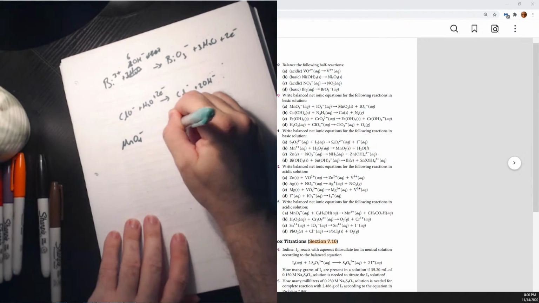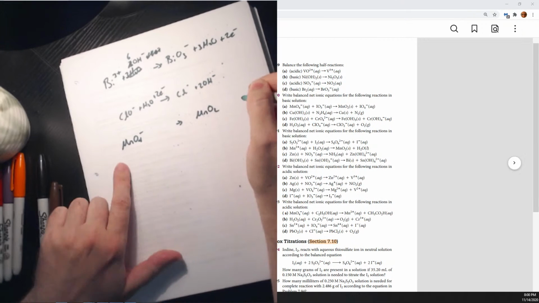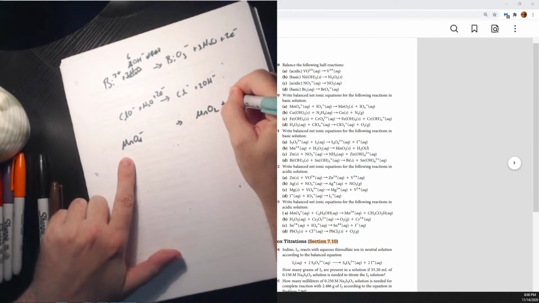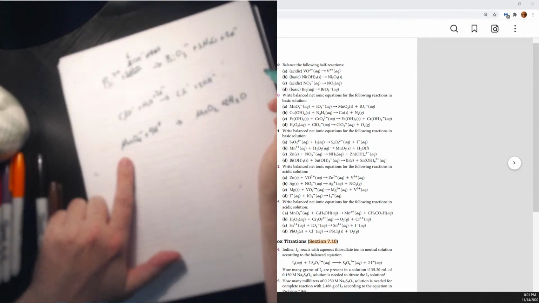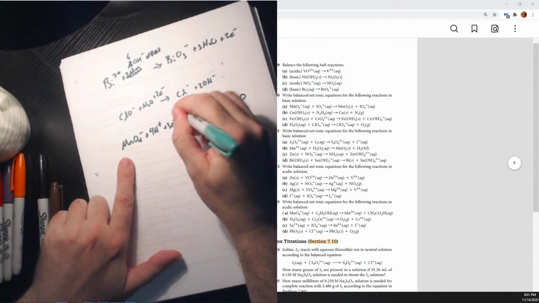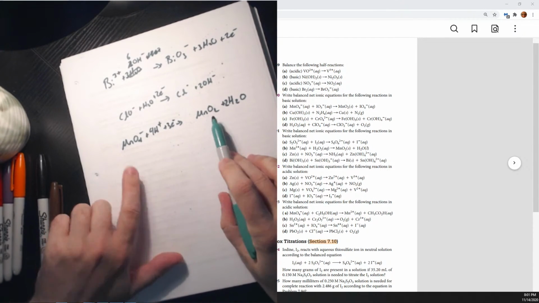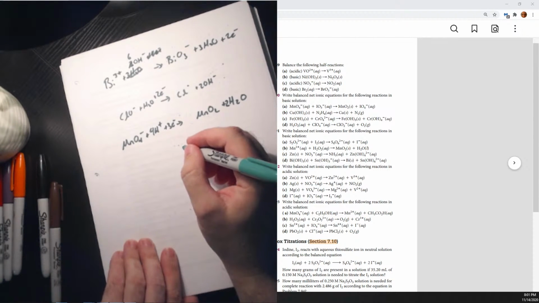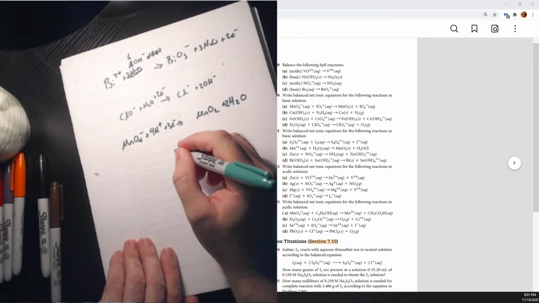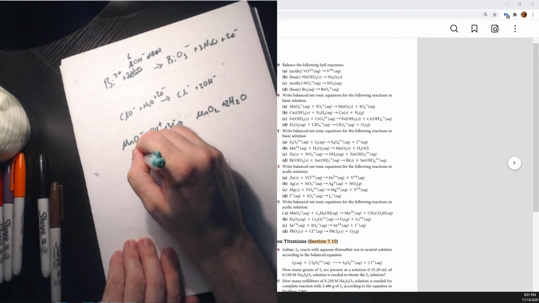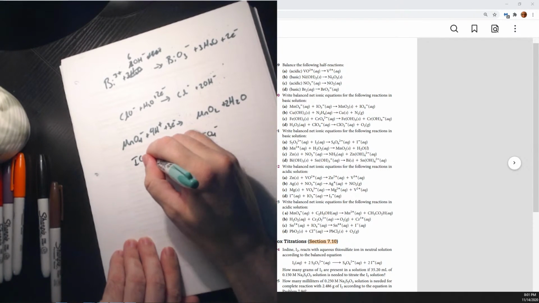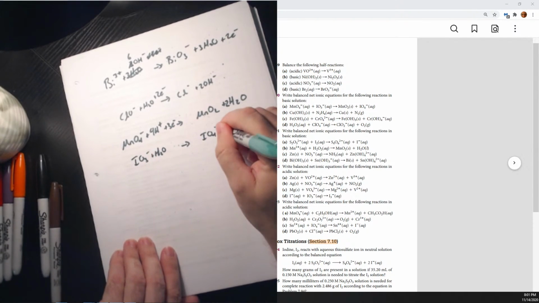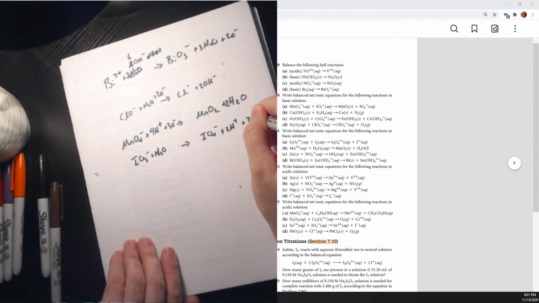Okay. MnO4 minus, IO3 minus. MnO4 minus is turning to MnO2. So we need 2 waters. So we need 4 H plus, which means we need 3 electrons. So 7 plus down to 4 plus. Yes, good. Now, what was the other half? IO3 minus goes to IO4 minus. We need 1 water. We need 2 H plus and 2 e minus.